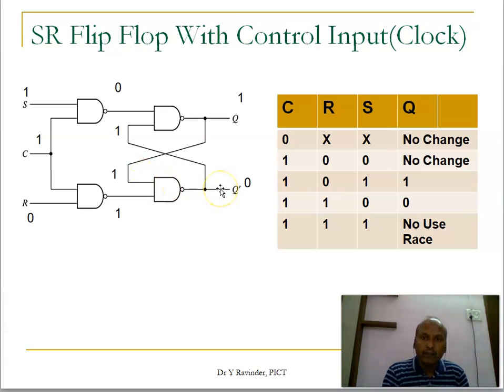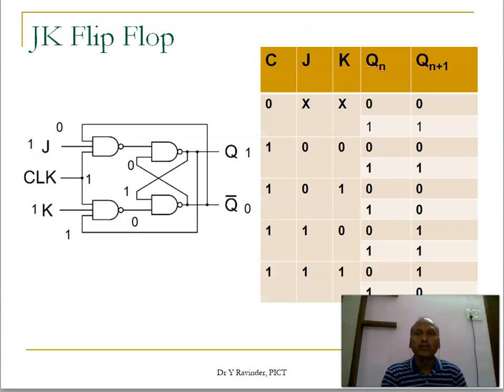Now, if I take a Q complement and connect it here, and a Q of this connected here, that becomes the JK flip-flop. So please remember the difference between a JK flip-flop and an SR flip-flop. The SR flip-flop has feedback to only 2 NAND gates, not to the control ones. But in the JK flip-flop, the feedback is also here. From here the feedback is also here. So that is the difference between the SR and JK flip-flop.